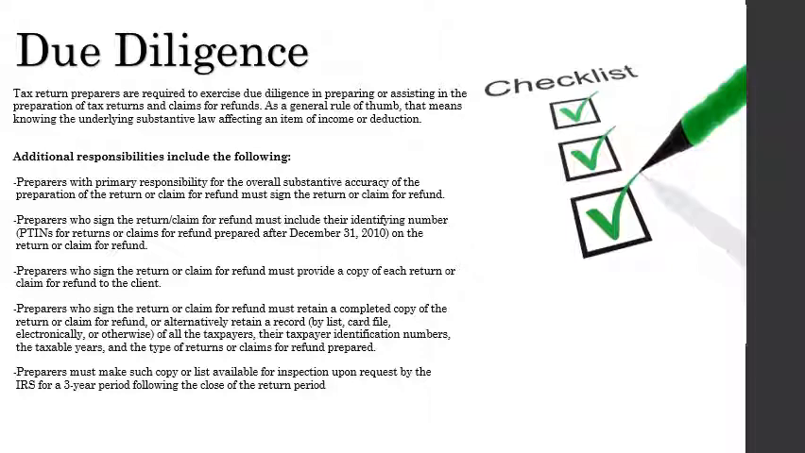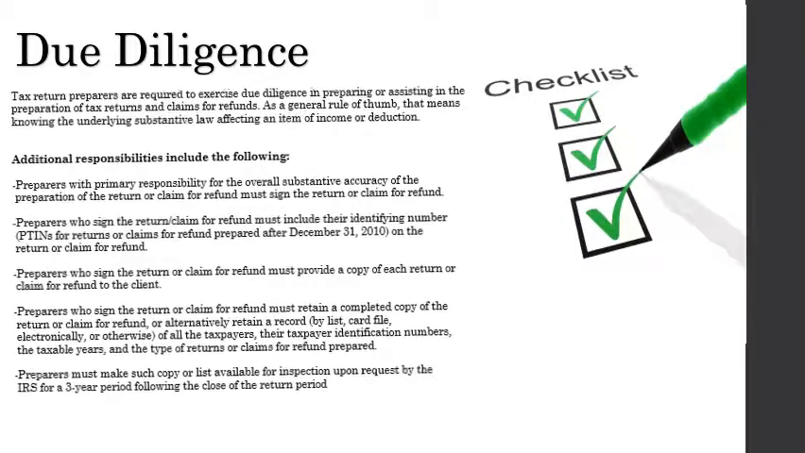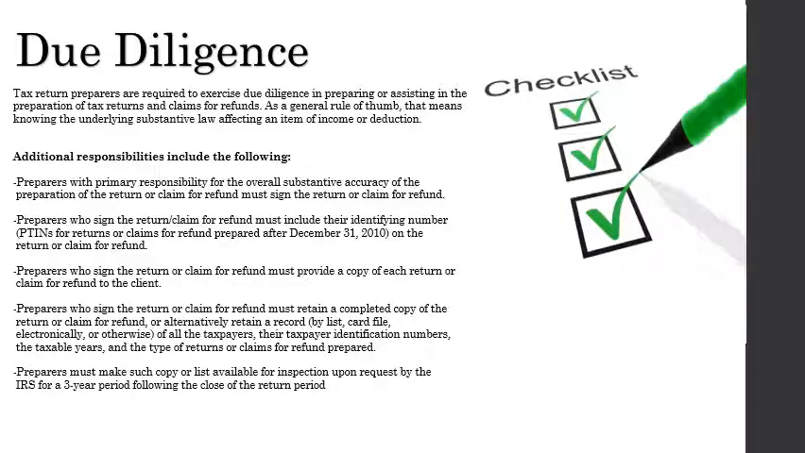Preparers who sign the return or claim for refund must retain a completed copy of the return or claim for refund, or alternatively retain a record, by list, card file, electronically or otherwise, of all the taxpayers, their taxpayer identification numbers, the taxable years, and the types of returns or claims for refund prepared. Preparers must make such copy or list available for inspection upon request by the IRS for a 3-year period following the close of the return period.